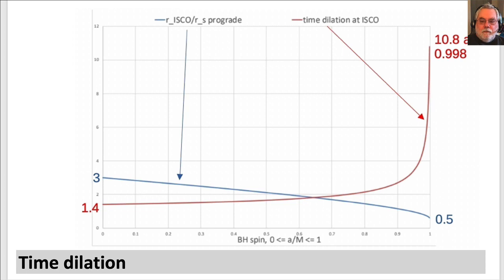In this graph, the horizontal axis is the amount of rotation, with 0 at the left and the maximum possible value at the right. The blue curve is the radius of the prograde ISCO in Schwarzschild radii. It's 3 on the left and 1/2 on the right, maximum rotation. It doesn't change very rapidly as we go from no rotation to 10% to 20%.